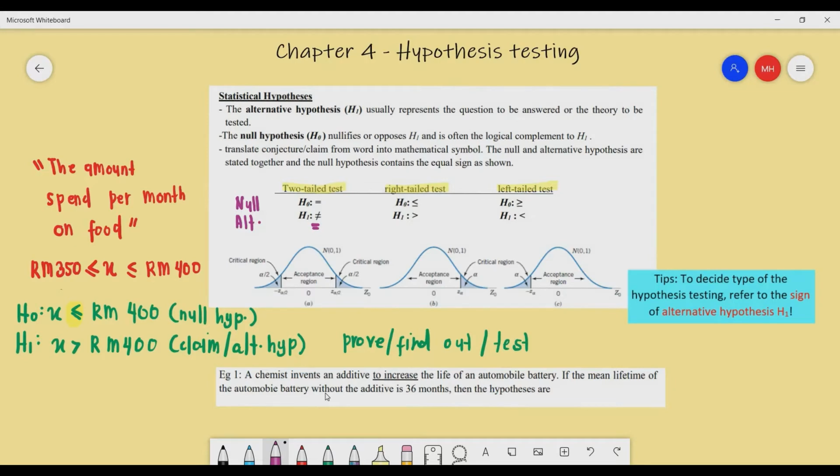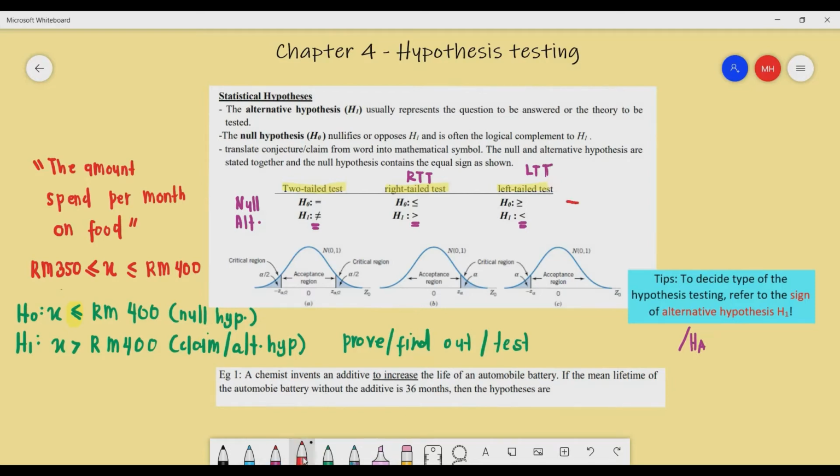Same goes for the right-tailed test. How do you know it is a right-tailed test? Look at the alternative hypothesis, which is greater. Greater means right-tailed test. What about the left-tailed test? It must be less than. So look at the alternative hypothesis as given here in the tips. You look at the sign of the alternative hypothesis or H1. And sometimes some books use the symbol HA for the alternative hypothesis. It gives the same meaning.